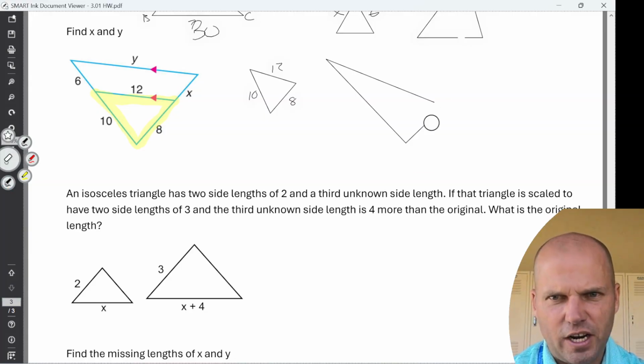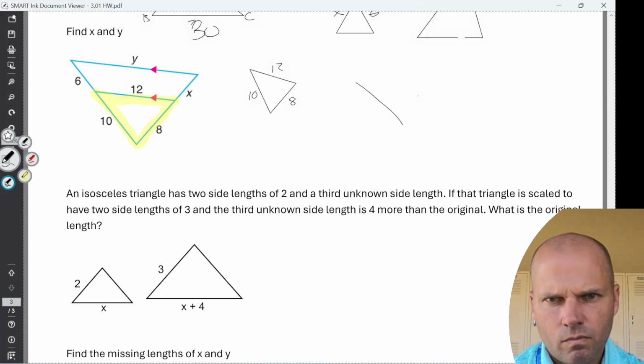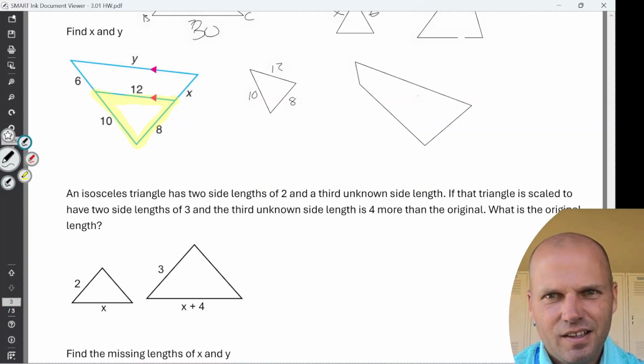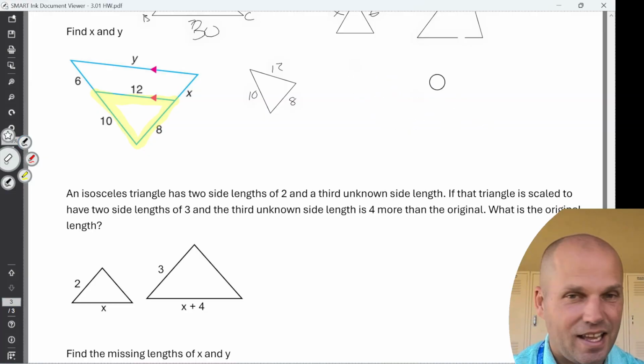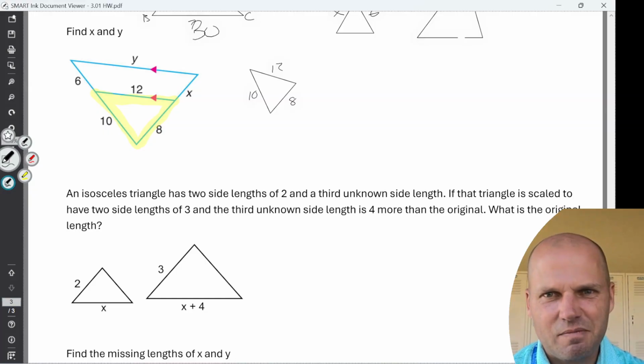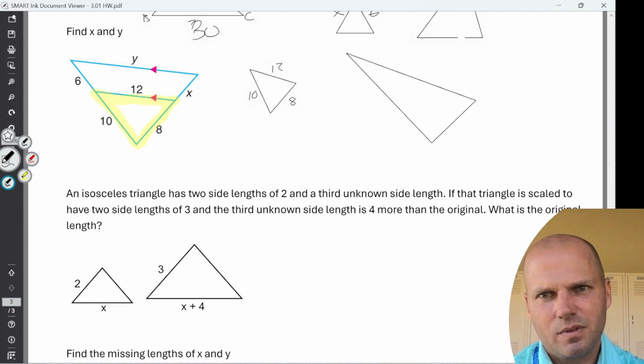Ugh. I'm trying to make it the same shape, but it's hard to do. Whatever. Ready? Oh, I can't. Can't make it look the same shape.